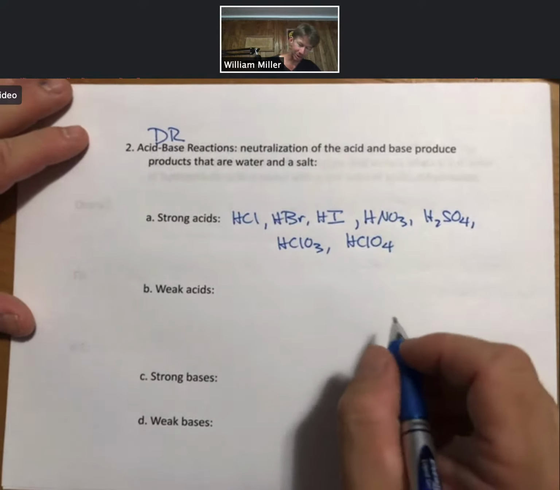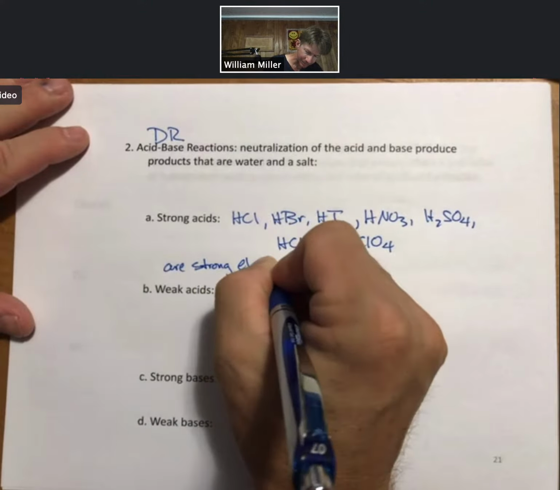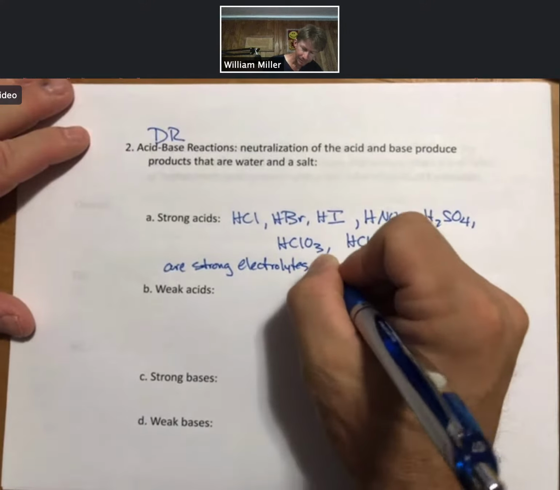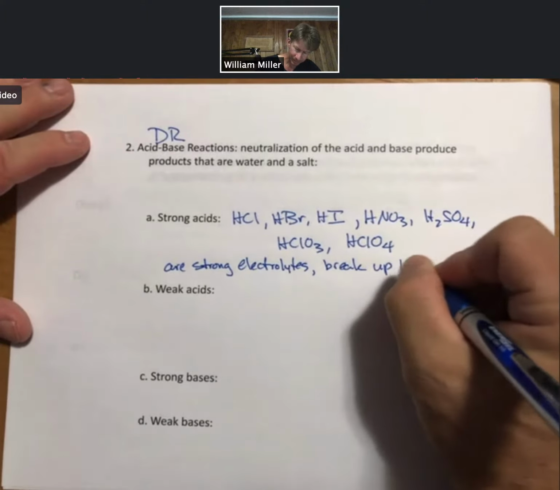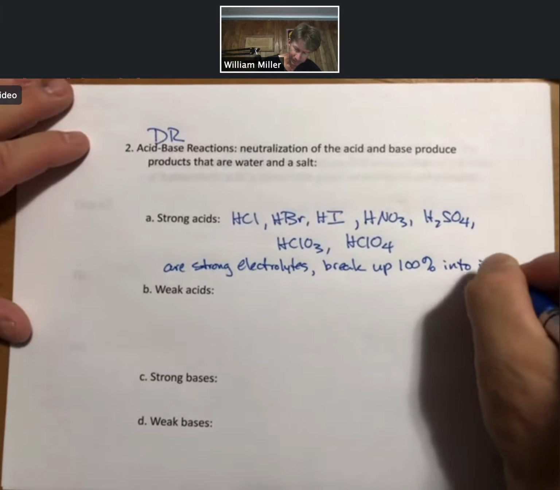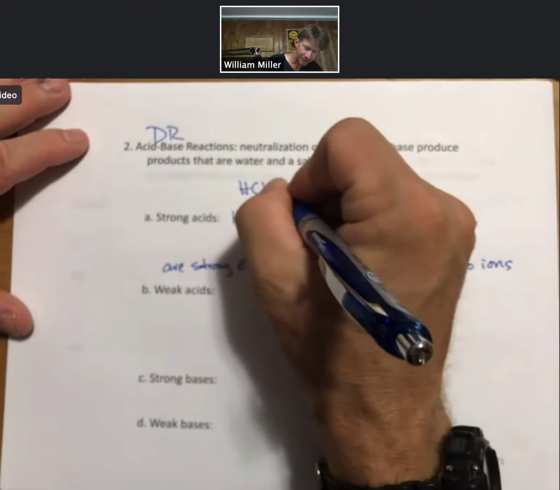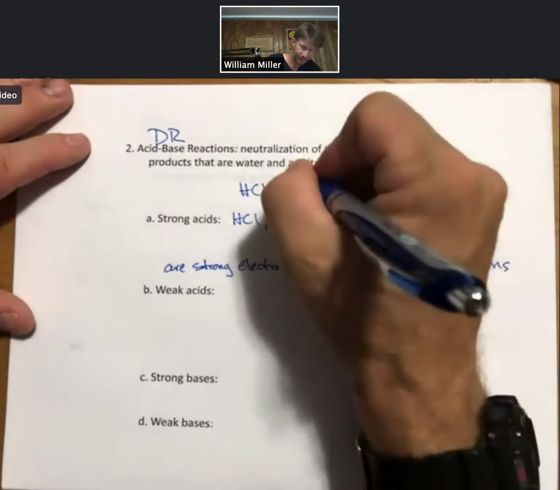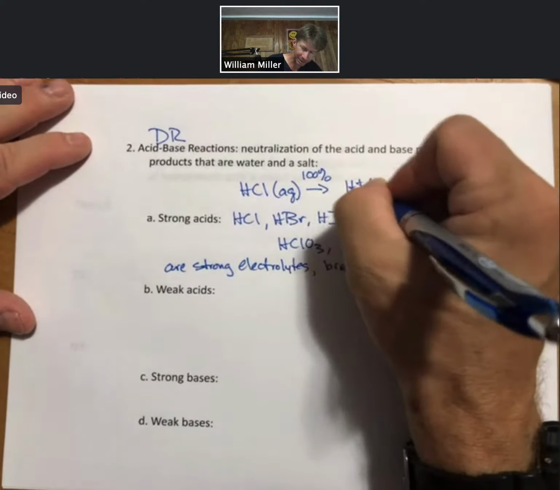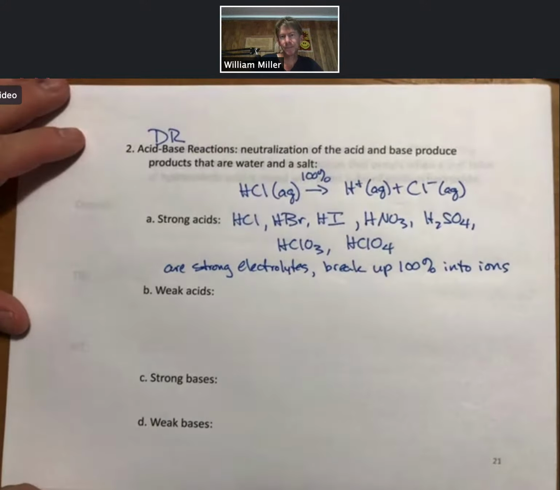Strong acids are strong electrolytes. And they break up 100% into ions. And the classic example, which I'll put up at the top here, you take HCl, it breaks up 100% into hydrogen ions and chloride ions. Strong acids are strong electrolytes.